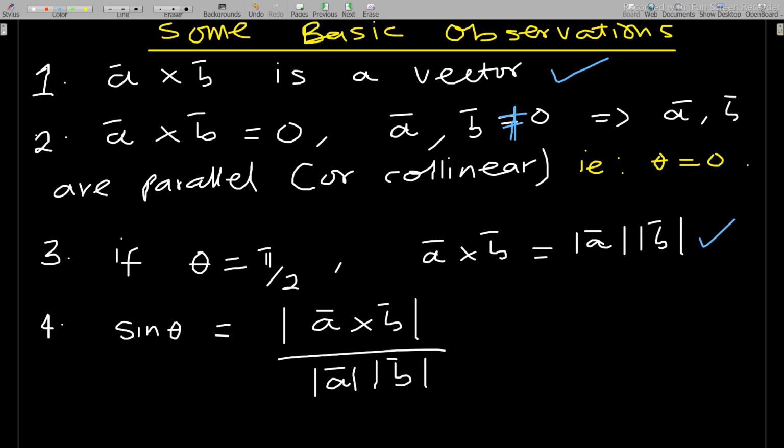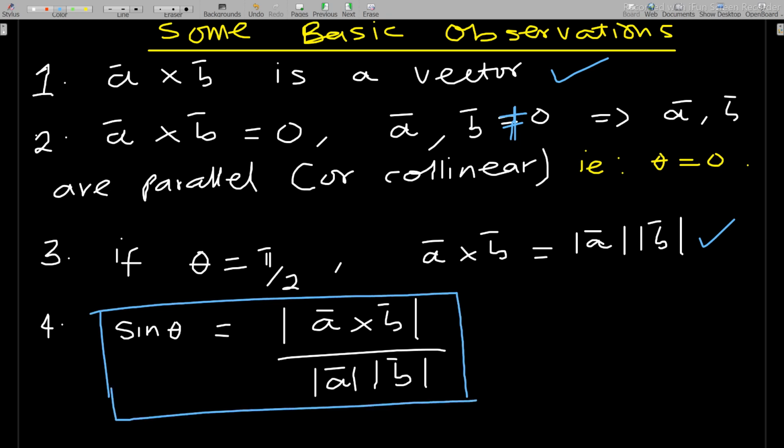And with the cross product, this is how the angle is calculated. Sine of the angle between them is equal to the magnitude of A cross B over magnitude of A times magnitude of B. So you use this to find the angle between two vectors in terms of cross products. I hope you get this.